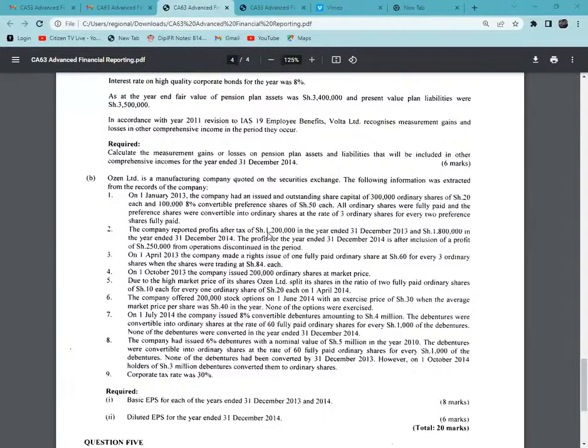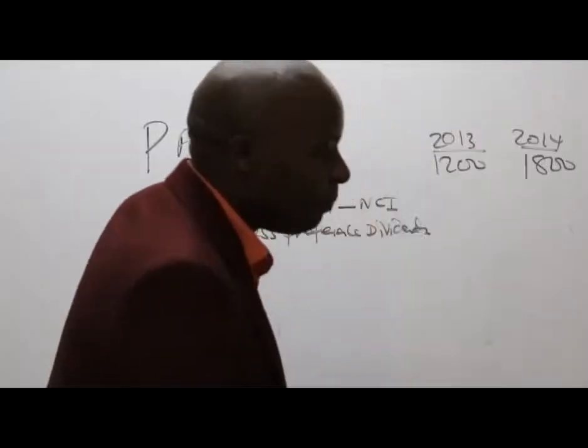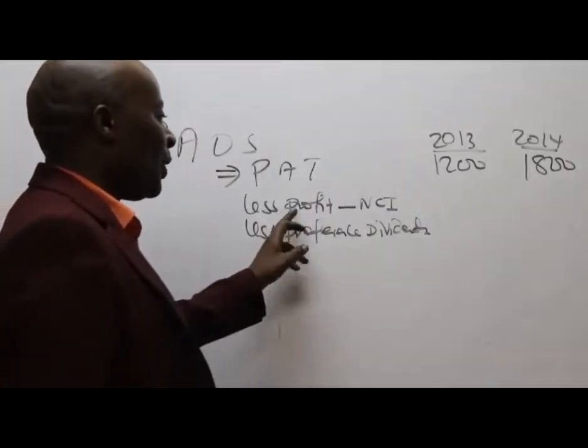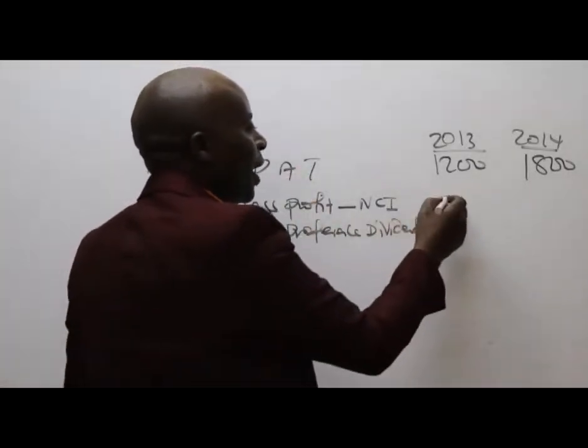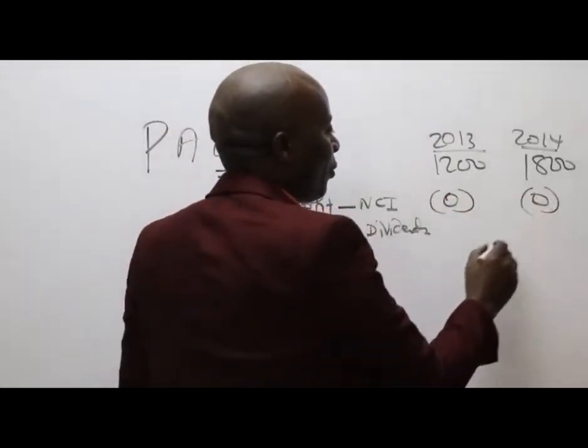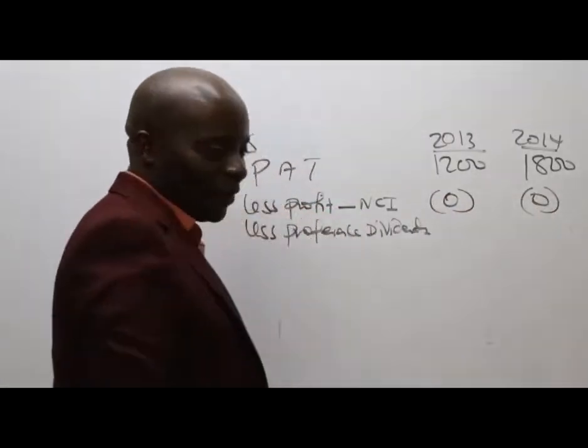Do we have any profit which is attributable to NCI? No. The profit that we have here is the one which is attributable to discontinued operations. We don't subtract that. When we are getting basic EPS, we don't subtract profit attributable to discontinued operations. So this one here is 0, no NCI profit, but preference dividends, we have them.